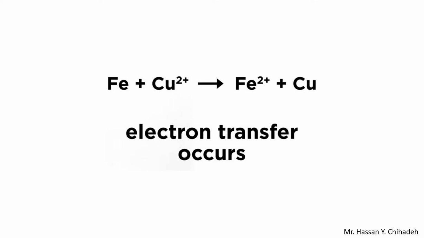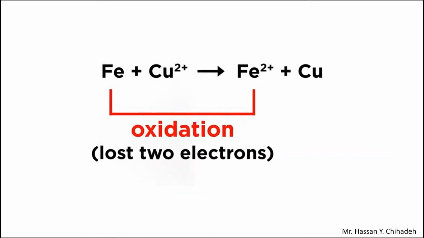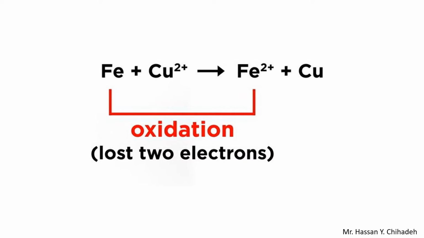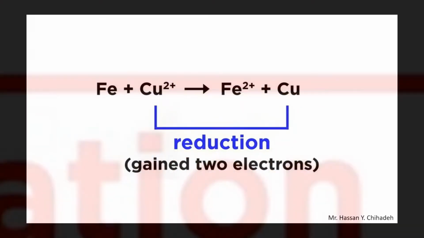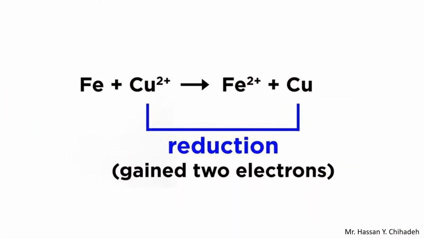Let's consider the simple redox reaction between Fe iron solid and Cu2+ aqueous that is represented by the equation Fe + Cu2+ gives Fe2+ + Cu. In this reaction, the species Fe loses 2 electrons and undergoes oxidation, where Cu2+ species gains 2 electrons and undergoes a reduction.